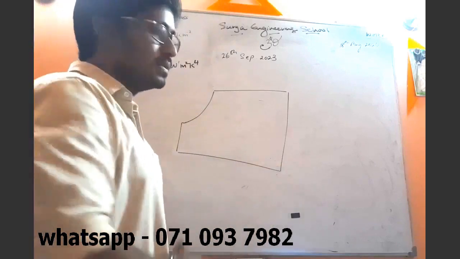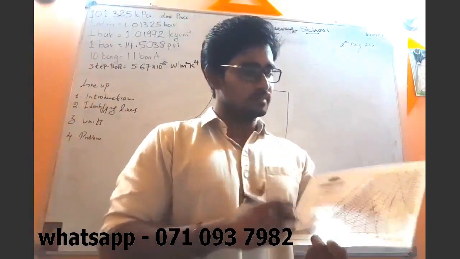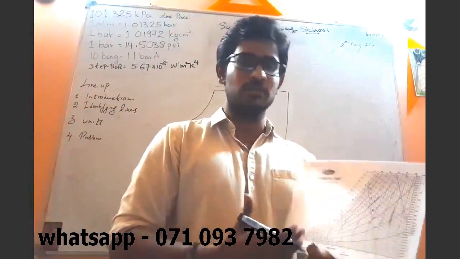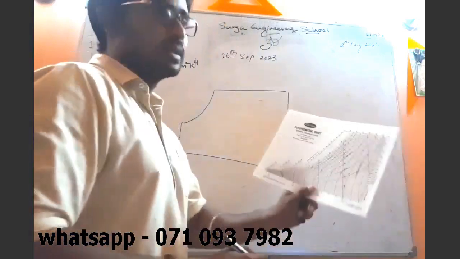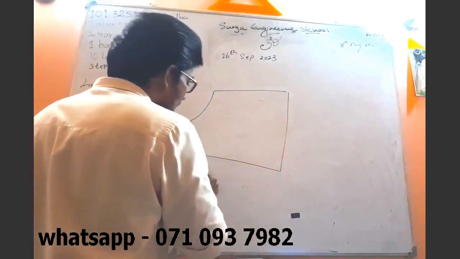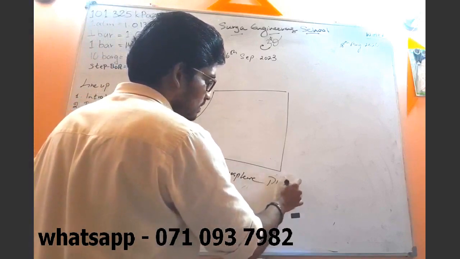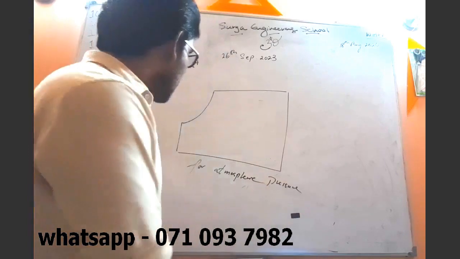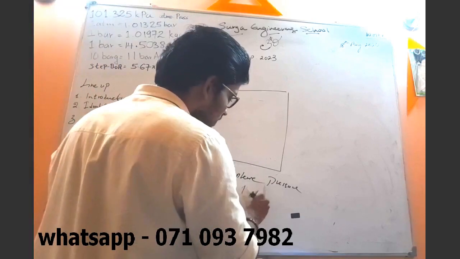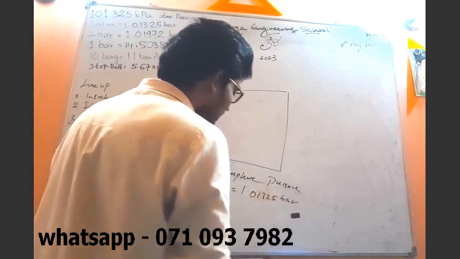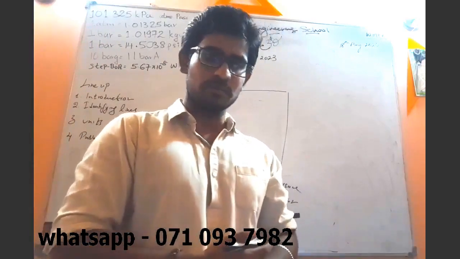The other thing is that this chart is constructed for a particular pressure. The chart that I am referring to is the most common chart, and it is constructed for atmospheric pressure. What is atmospheric pressure? Atmospheric pressure is 1 atm, which means 1.01325 bar. There are psychrometric charts available for other pressures also.